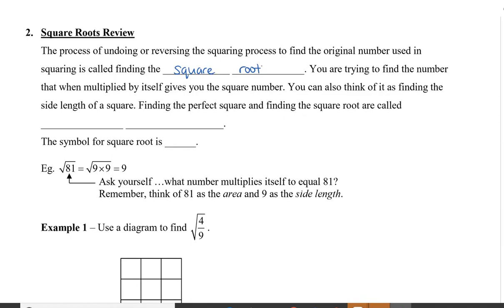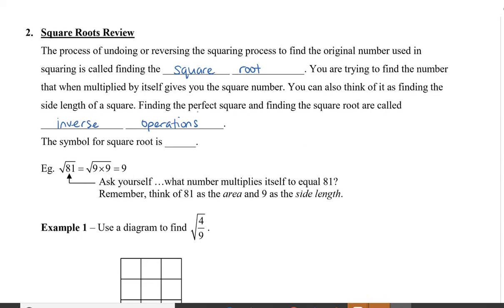Now you can also think of it as finding the side length of a square, and I find that actually very helpful. So if you're given the area of a square, the square root is actually finding the side length. Now, finding the perfect square and finding the square root, these are opposite operations, and they are called inverse operations. Other inverse operations include multiplying and dividing, and also adding and subtracting.